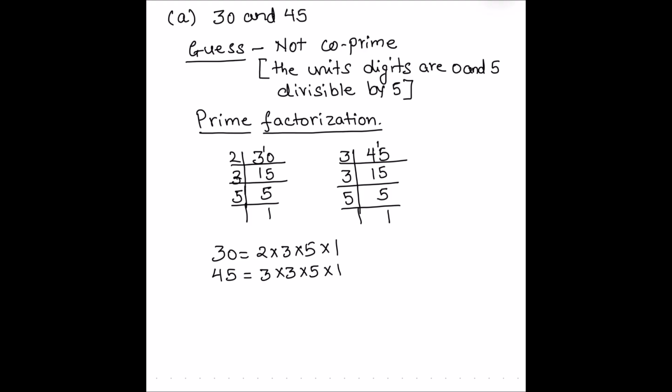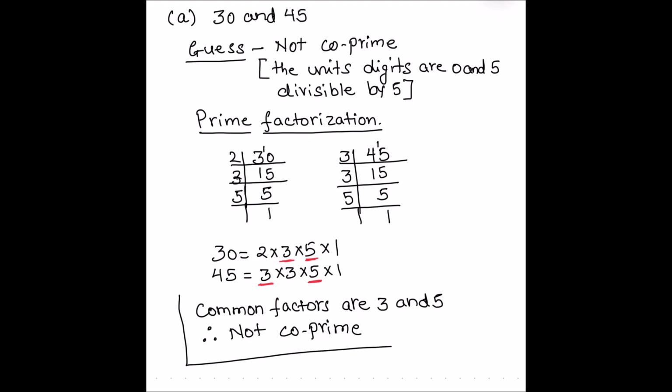So they both have common factors, so let's circle the common factors here. The common factors are 3 and 5. That means they are not co-prime numbers. So here we are going to write common factors are 3 and 5, therefore not co-prime. This is the answer for first one. We are going to box the answer, and now we'll move on to the next two numbers.